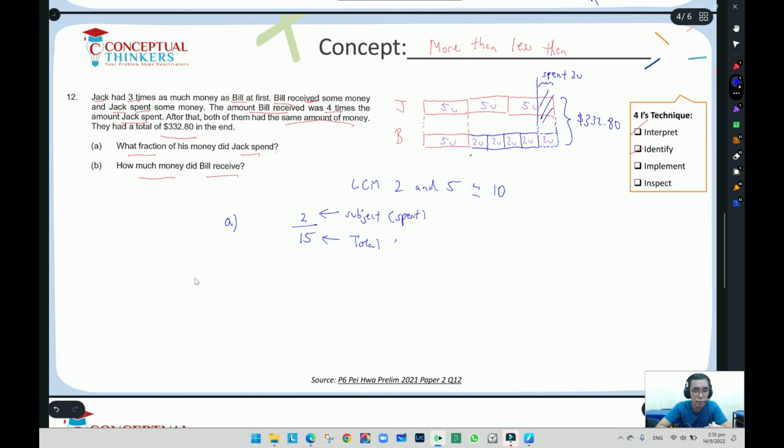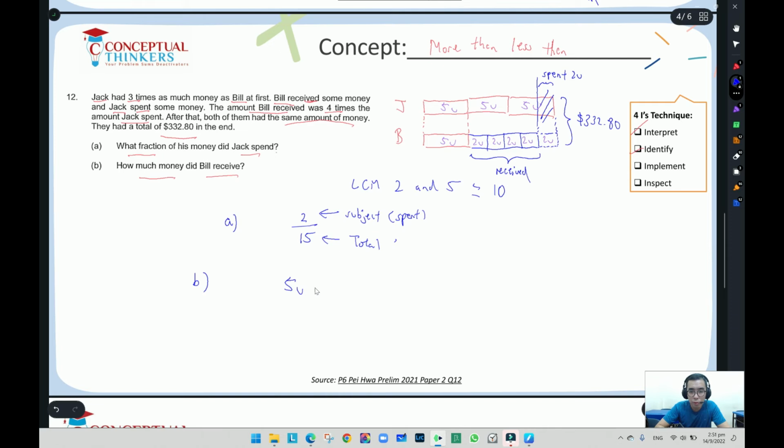Okay. Now for part B, we need to find out how much money Bill received. Now be careful, Bill only received until here, which is our 8 units, right? So this is the part that is received. Okay. Now we need to link our units with $332.80. So remember, this is gone, so only from here to here. Since in the end they are equal, if we can calculate the number of units based on Bill's perspective, in the end we just need to multiply by 2.